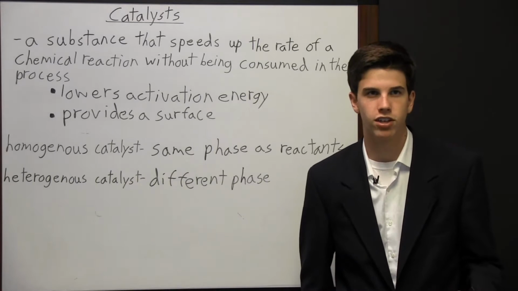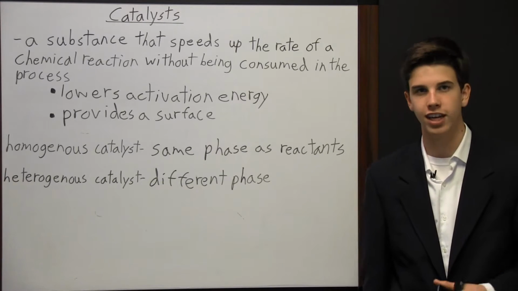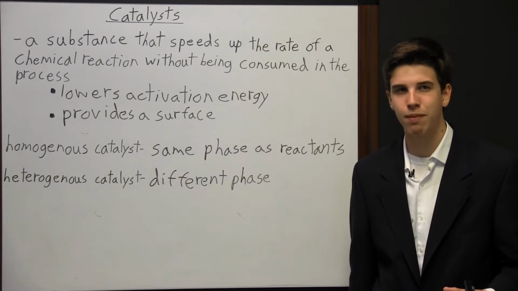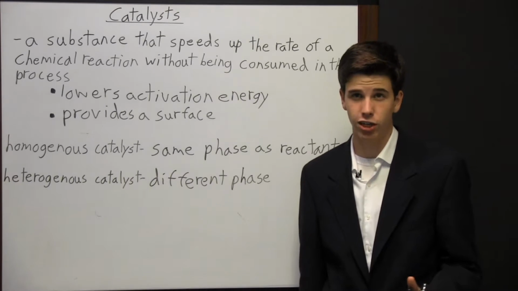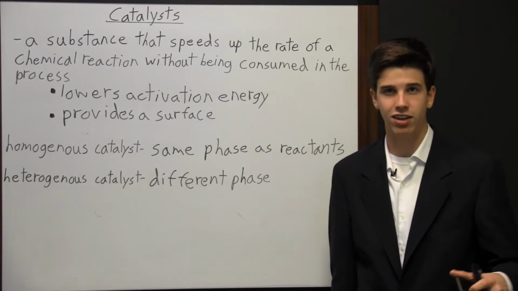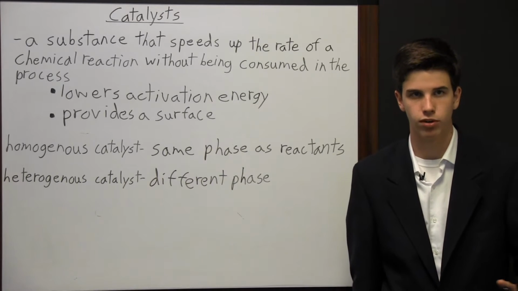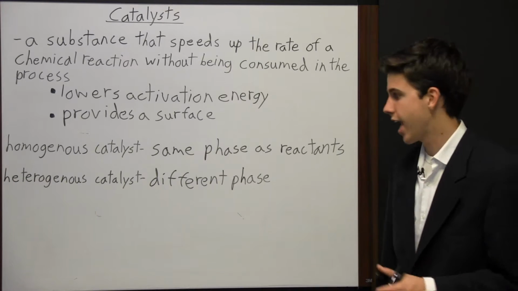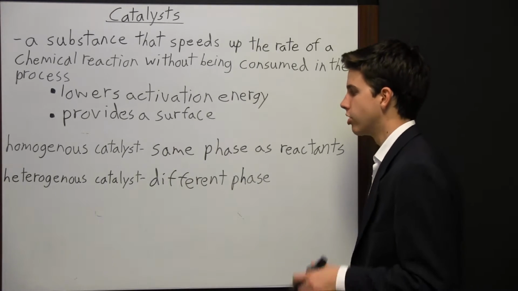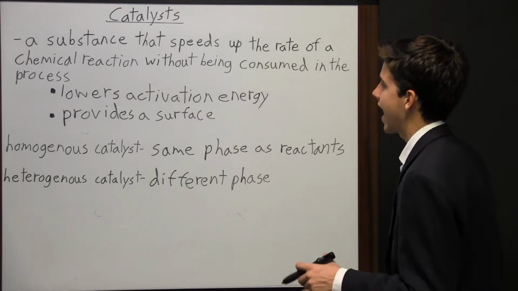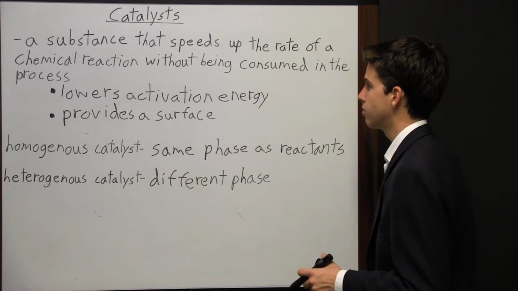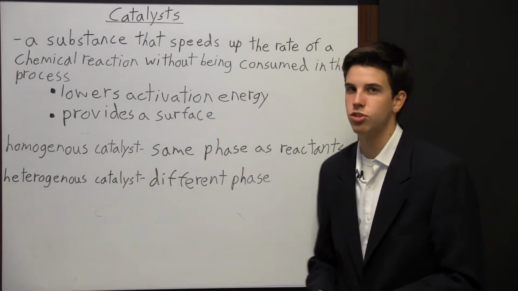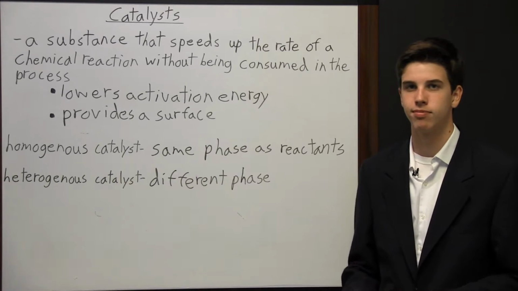Now, take, for example, the combination of ethylene and hydrogen gases to make ethane gas. It's catalyzed by adding powdered nickel. So you have powdered nickel, which is in solid form, and everything else is in the gas phase. So in that reaction, nickel is a heterogeneous catalyst. So an important point to remember is that catalysts are substances that speed up the rate of a chemical reaction without being consumed in the process.